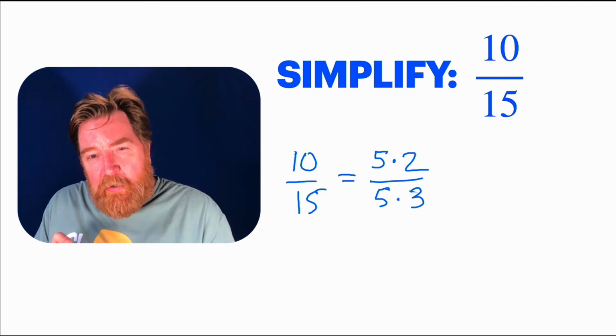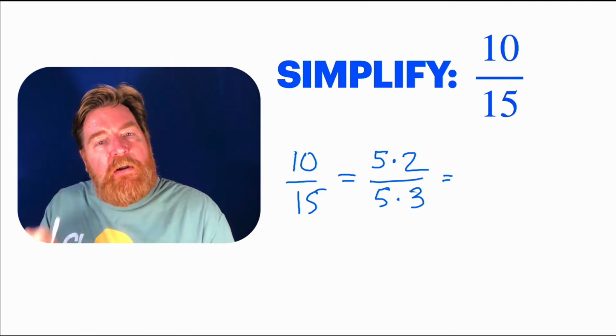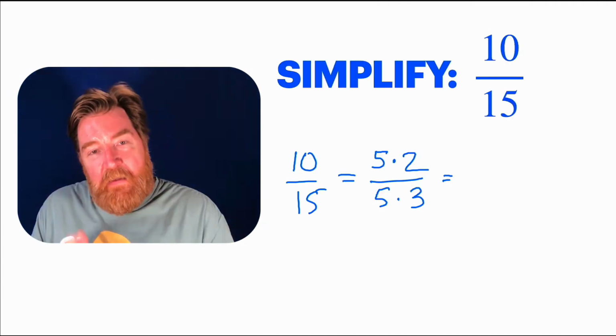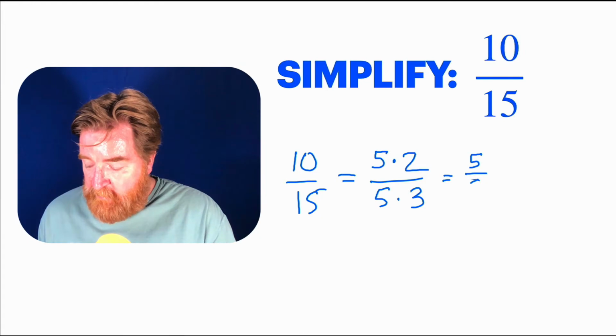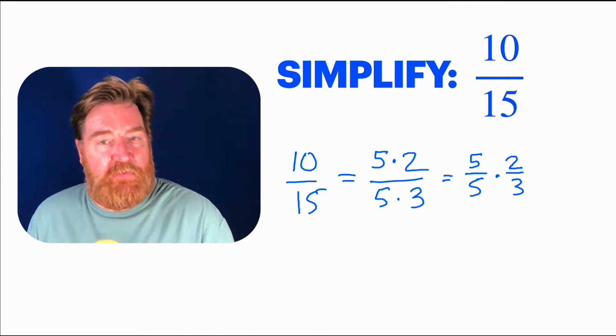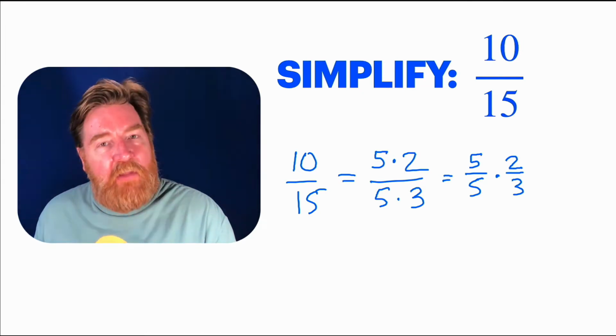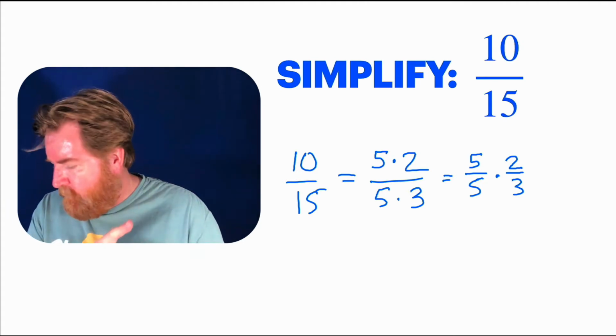Well, what I want to draw your attention to right now is the 5 in the numerator and the 5 in the denominator. If I write this slightly differently, 5/5 times 2/3, then all of a sudden, 5/5, we saw this a couple slides back.